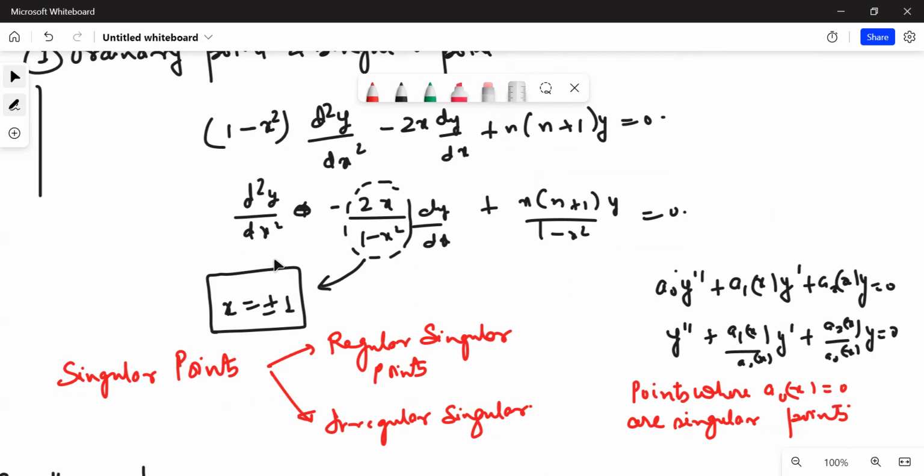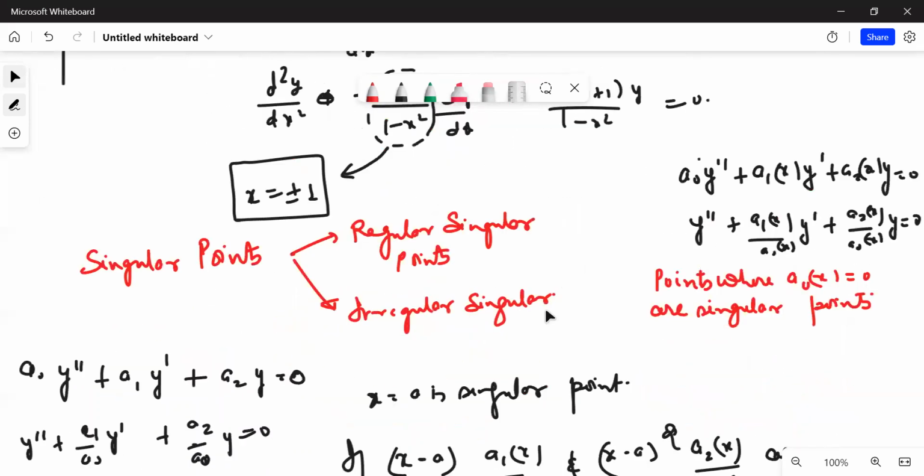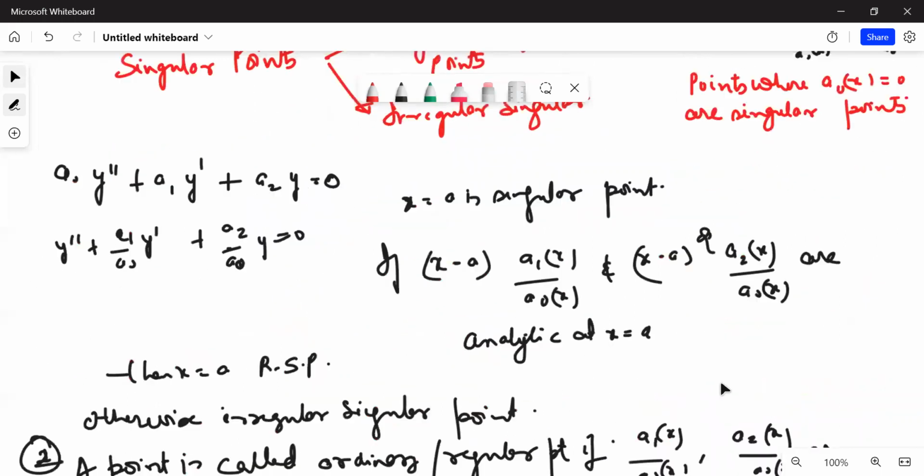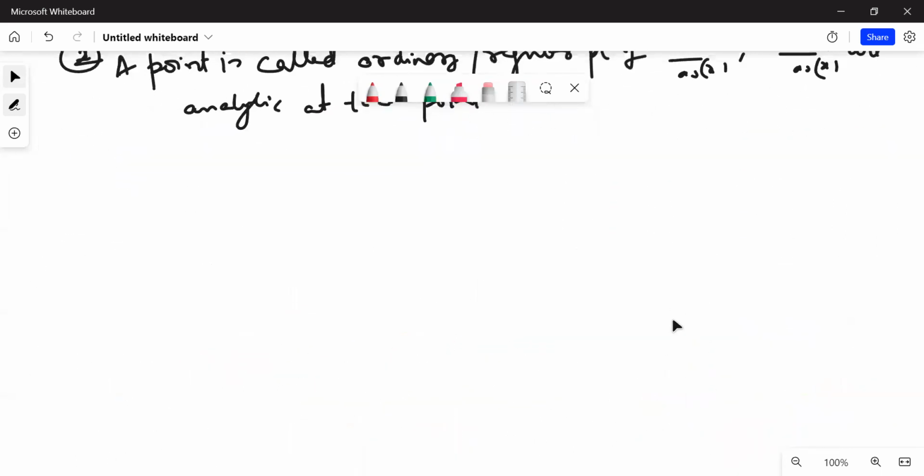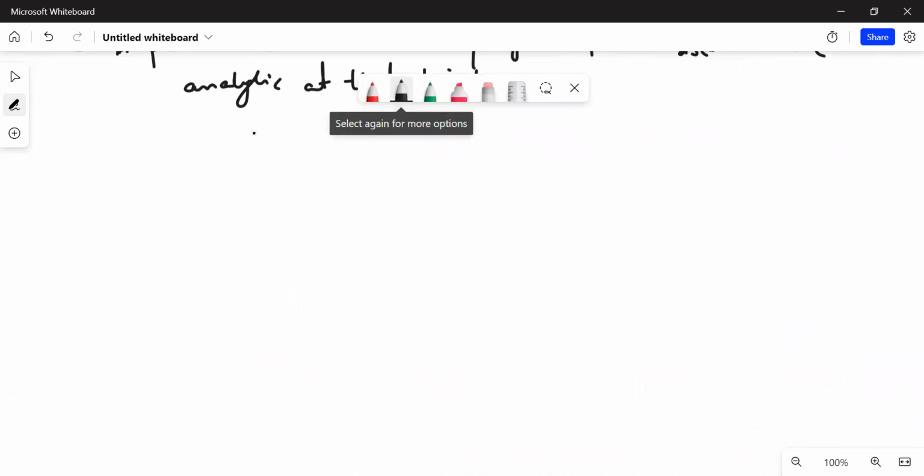Okay. So here this particular singular point x equal to plus minus 1 is a regular singular point. You can see that you can multiply this by 1 minus x square, and this 1 minus x square would get cancelled. So this will give you a finite limit, and here also you'll get a finite limit. So overall x equal to plus minus 1 are regular singular points for Legendre's polynomial. Is that clear?